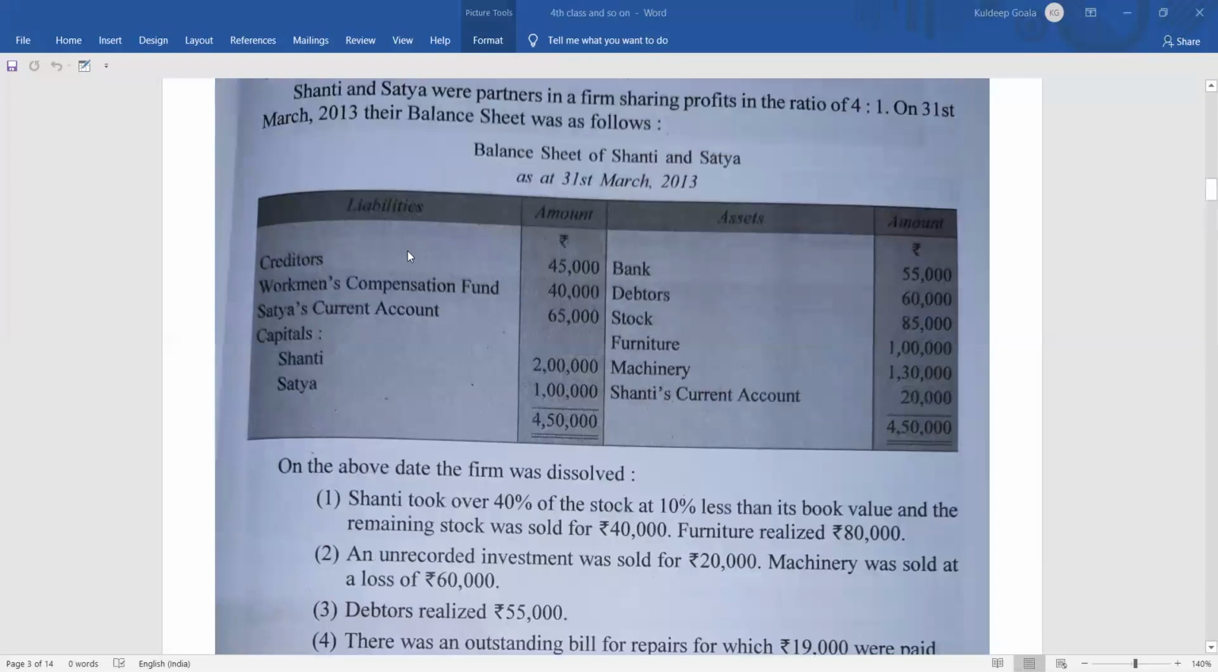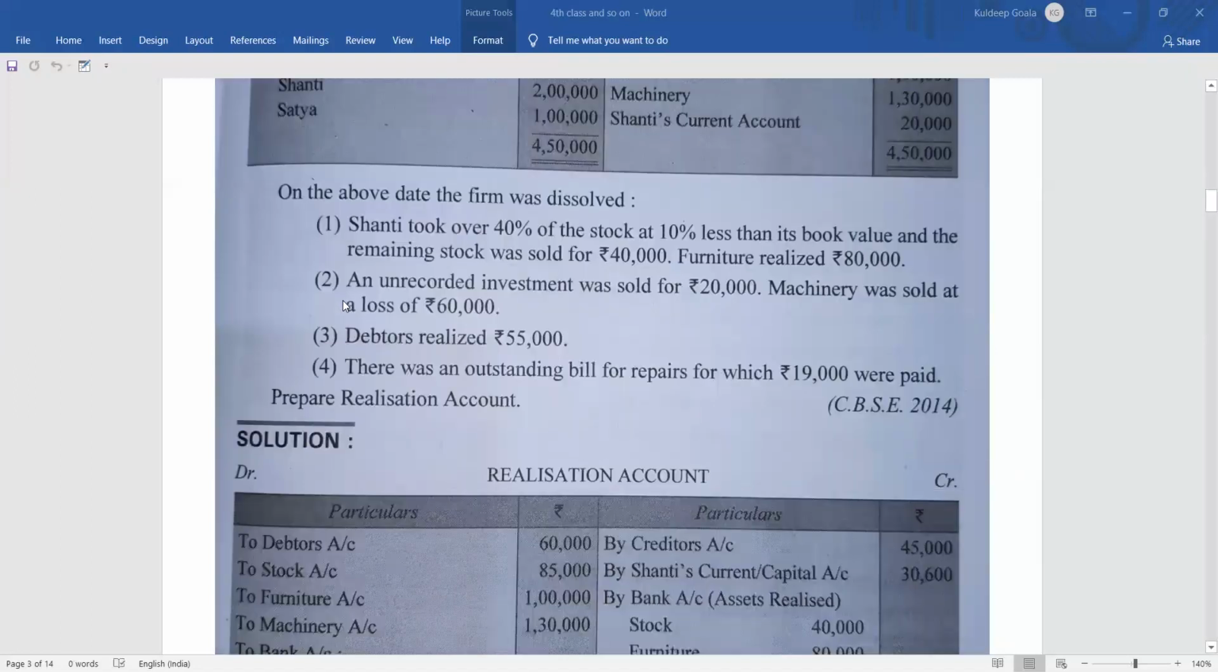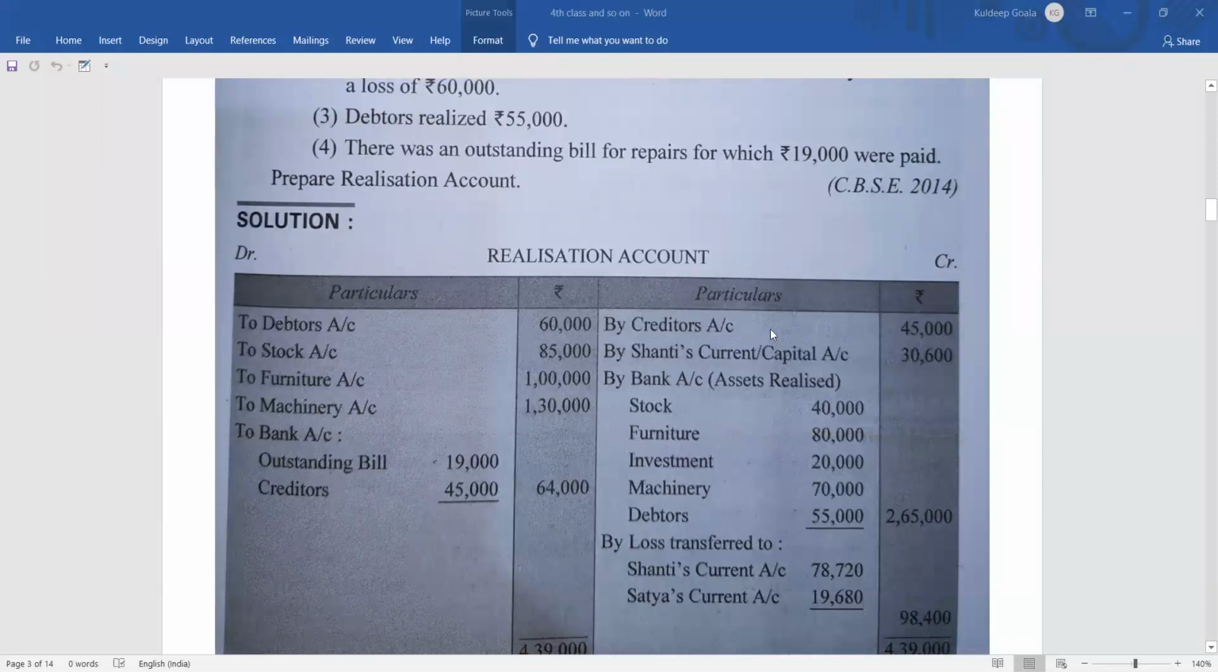Now coming to the liability side, we can have creditors, and there's no workman compensation claim, so nothing to cash from there, and the rest of the things are not going to come in the realization. So only creditors. The journal entry will be like this: creditors account debit, because liability shows credit balance, you have to close it by debiting. So creditors account debit 45,000 to realization account 45,000. So realization account credit side, it will come as by creditors account 45,000.